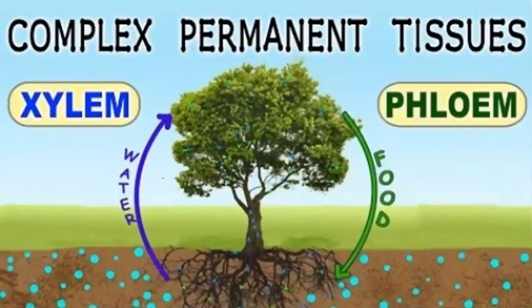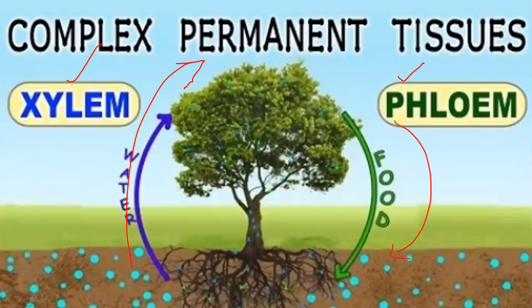Next, we'll talk about complex permanent tissues. These are called xylem and phloem. So we know that xylem conducts water from the roots to aerial parts. Aerial parts means upper parts, the parts of the shoot, stems, leaves, etc. And phloem conducts food. If you don't remember, just remember xylem also sounds like this and phloem also sounds like food. So both just resemble one another. That's why phloem conducts food from the leaves to all parts of the plant.